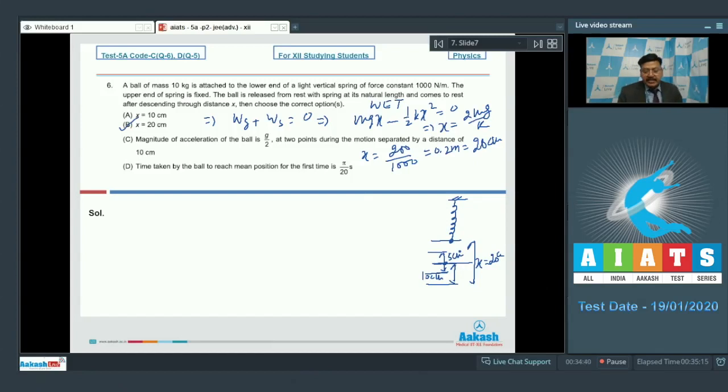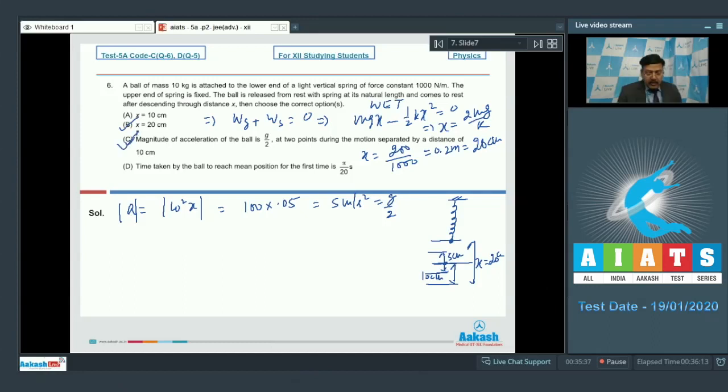Let's simply find acceleration at 5 centimeter distance. The mod of acceleration can be given as mod of omega square x, where x is displacement from the mean position. The value of omega square is k by m. The value of k is 1000, m is 10, so it is 1000 by 10, that is 100. And the value of x is 0.05 meter. This comes out to be 5 meter per second square, which is actually g by 2. So accelerations at these 2 points will have magnitude g by 2 for sure, which means option C is correct.